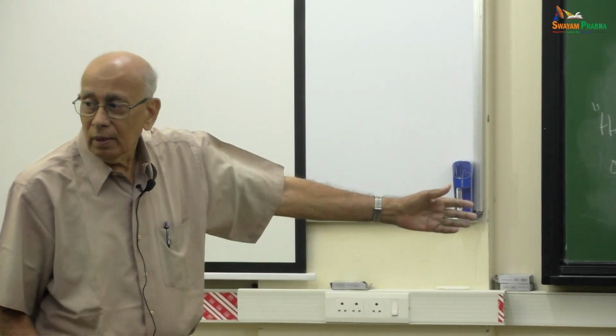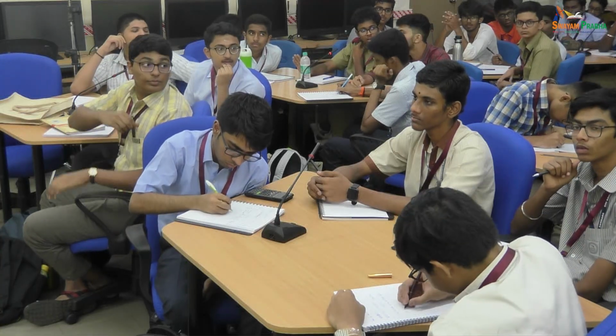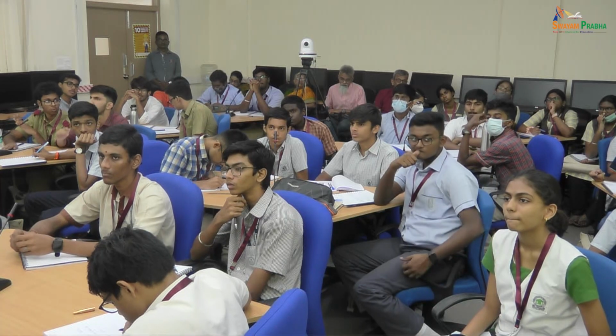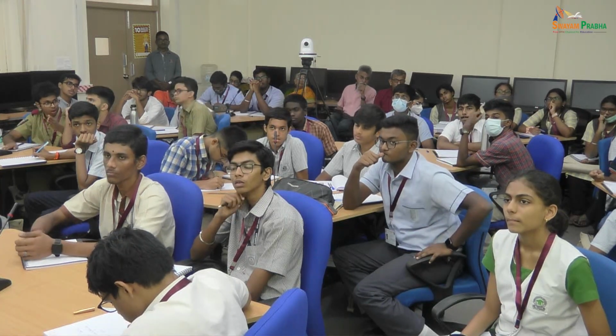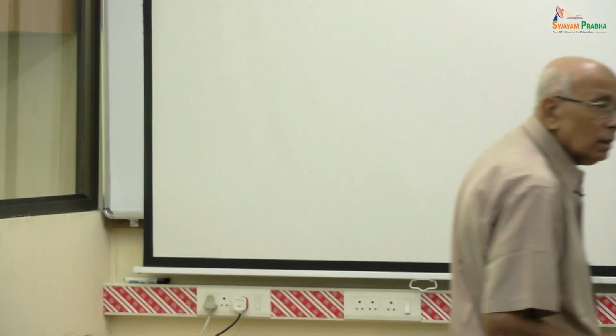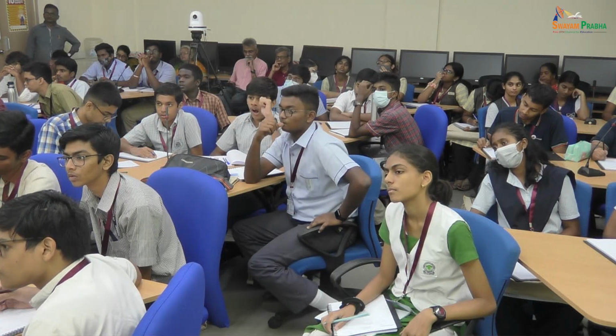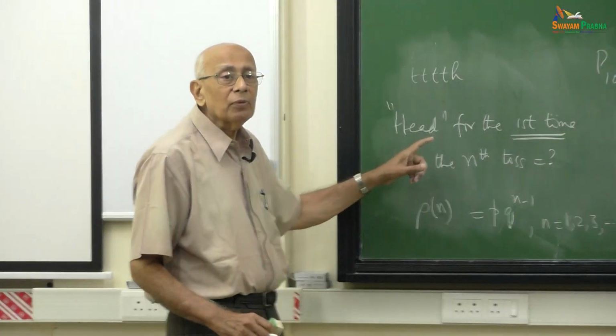So we have it. You have q occurring n minus 1 times, and then finally there must be a p. The sample space is the sample space of the random variable. The random variable is n, which is the number of the toss at which you got the head for the first time. So this random variable is not the number of heads or anything like that. This random variable is that particular toss number at which you got head for the first time.